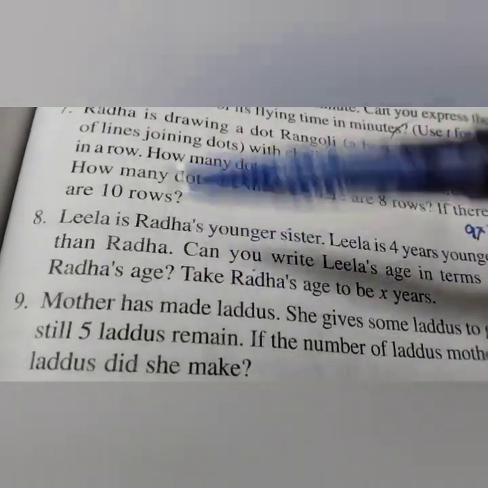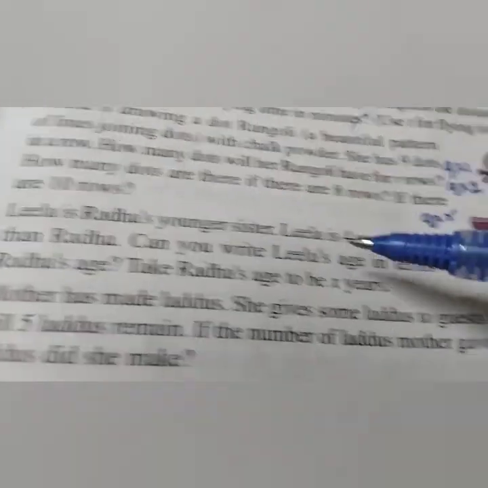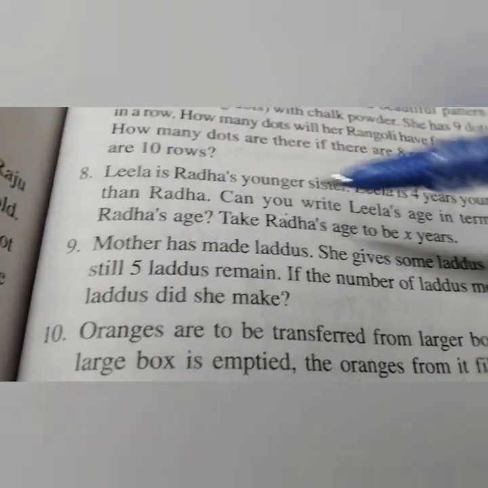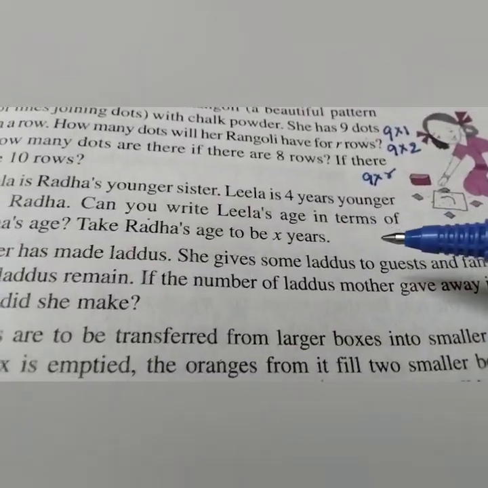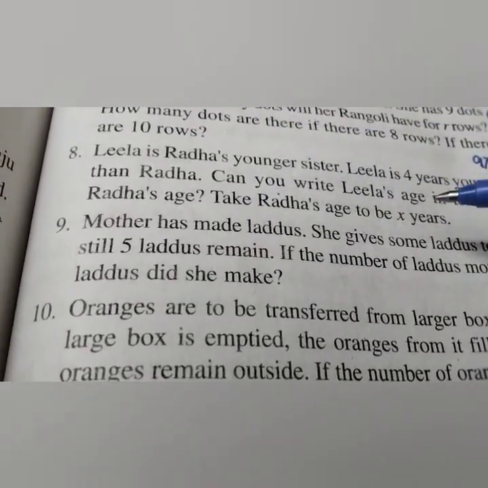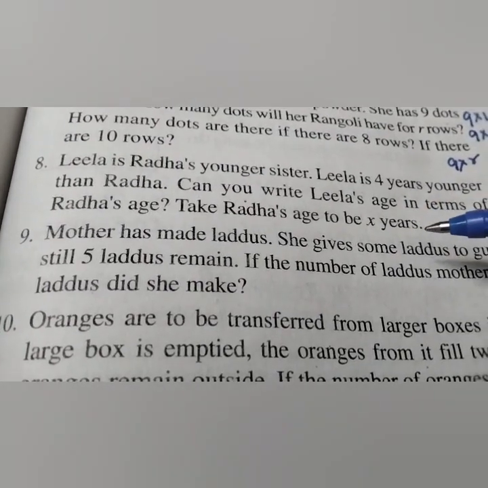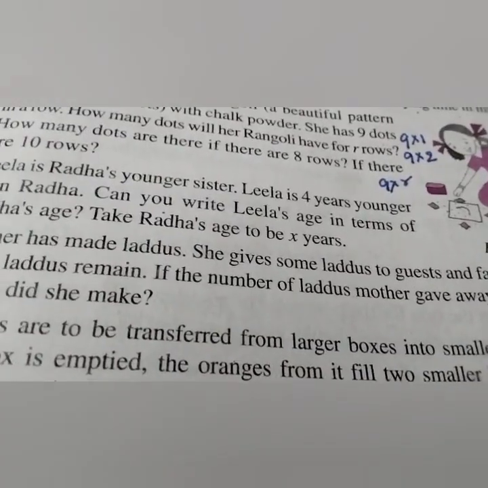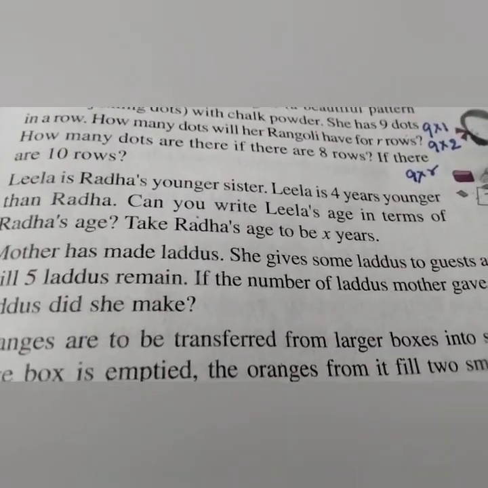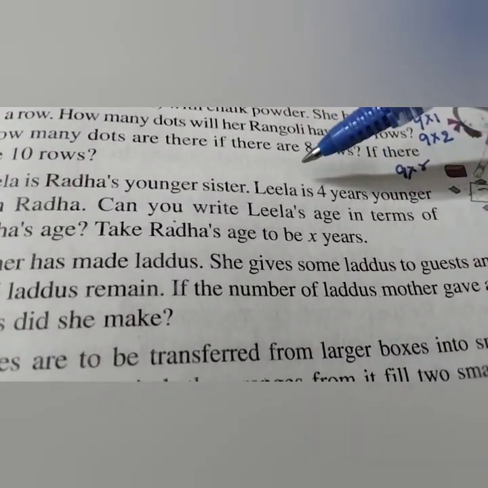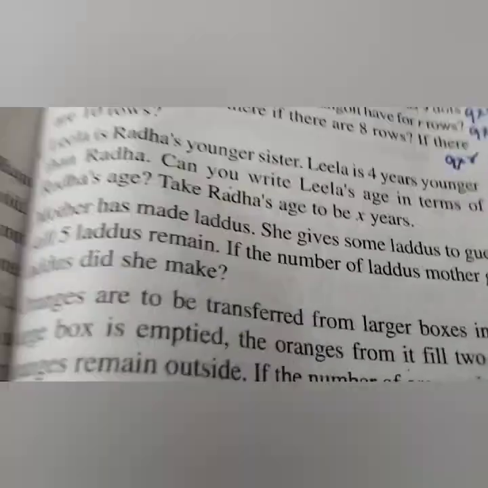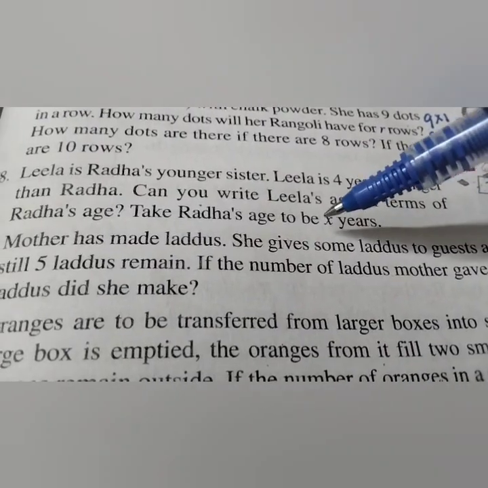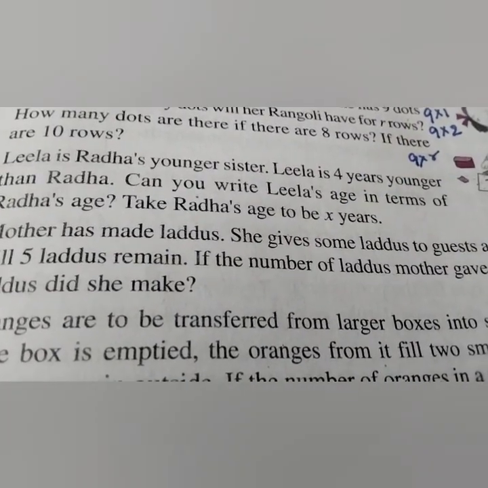Next question. Leela is Radha's younger sister. Leela is 4 years younger than Radha. Can you write Leela's age in terms of Radha's age? Take Radha's age to be X years. So here, the clue given is that Leela is 4 years younger than Radha, and you are asked to take Radha's age to be X years.